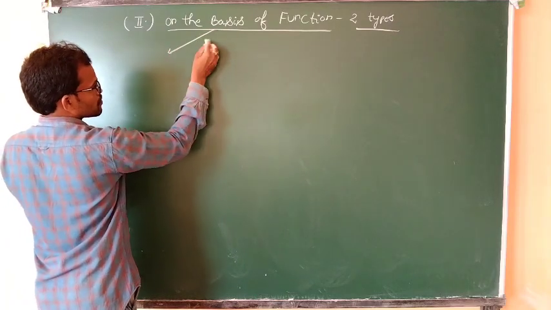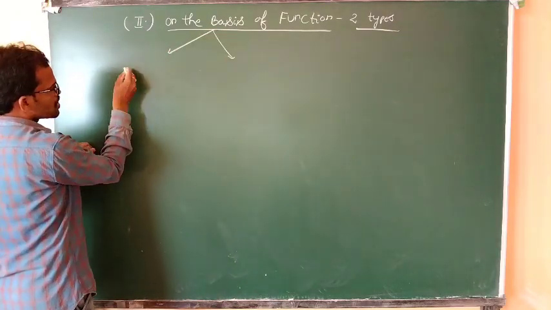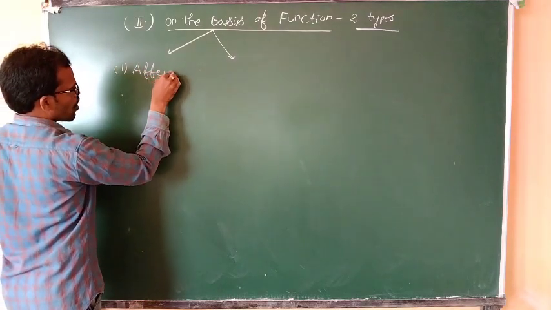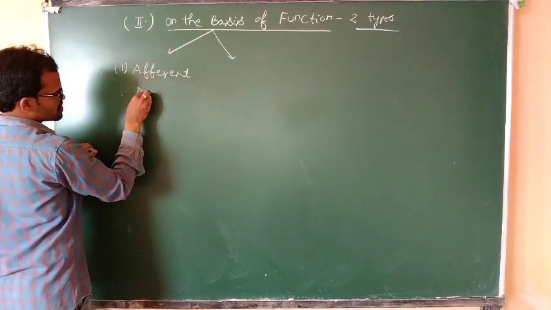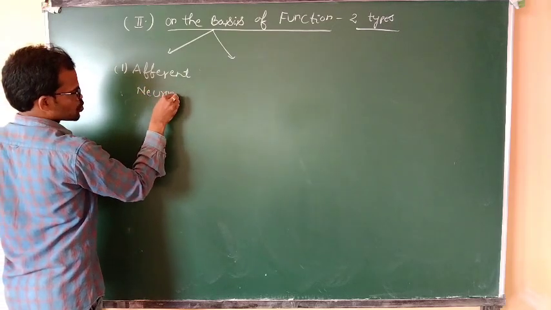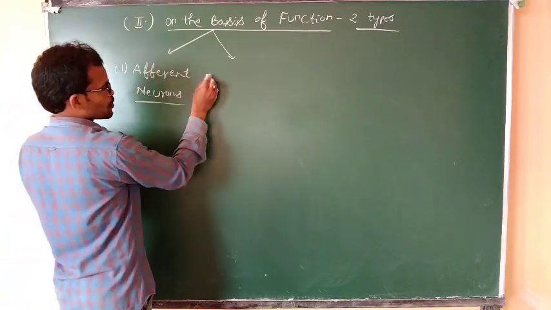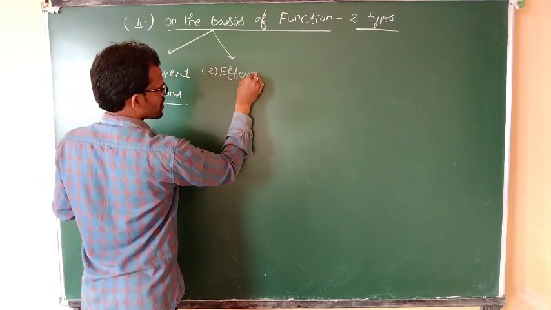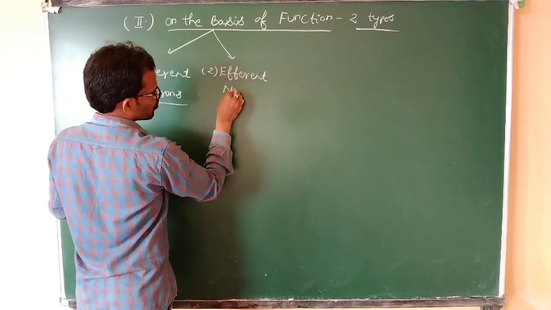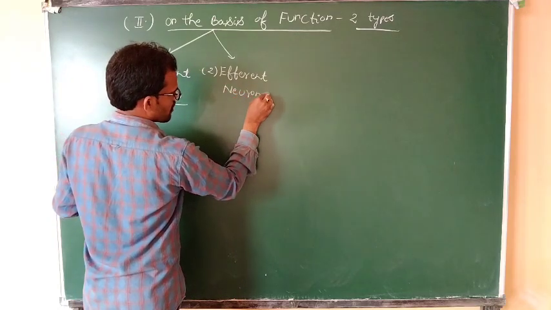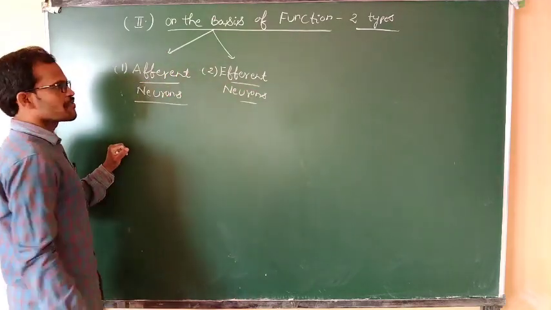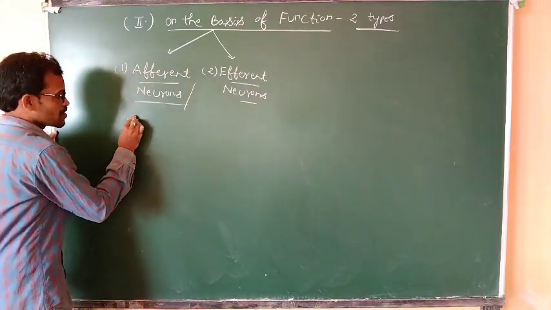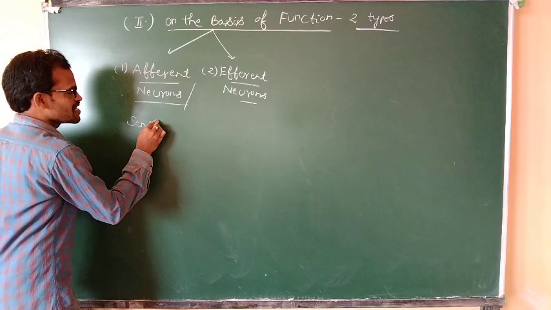What is the first type of neurons? The first type is known as afferent neurons. What is the second one? Efferent neurons. Afferent neurons are also known as sensory neurons.